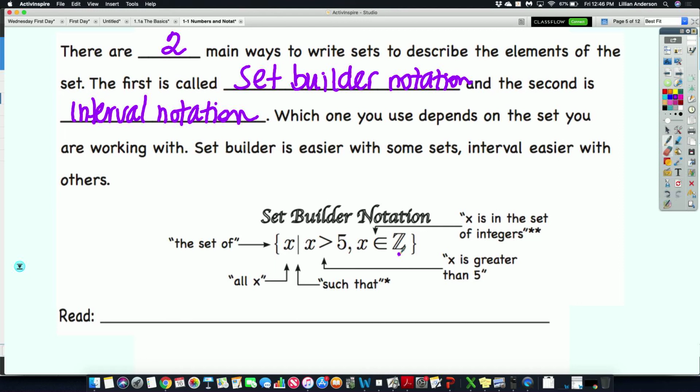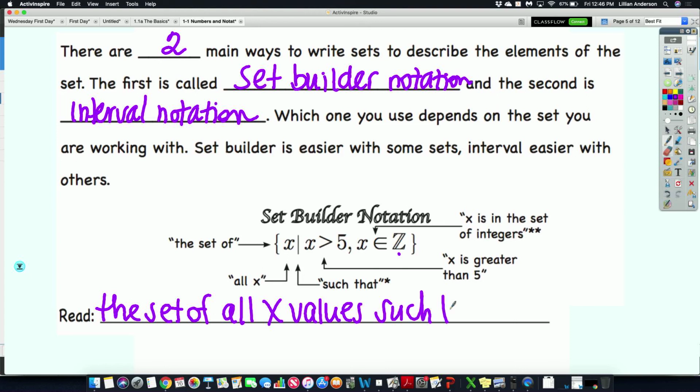Integers. There's that symbol for integers. So all of these pieces make up set builder notation. And it is read as, you can kind of piece together based off of what's in the parentheses, the set of all x values such that, which is that vertical bar, then whatever sets of numbers we're talking about. So this part here can change depending on what types of numbers we're dealing with.